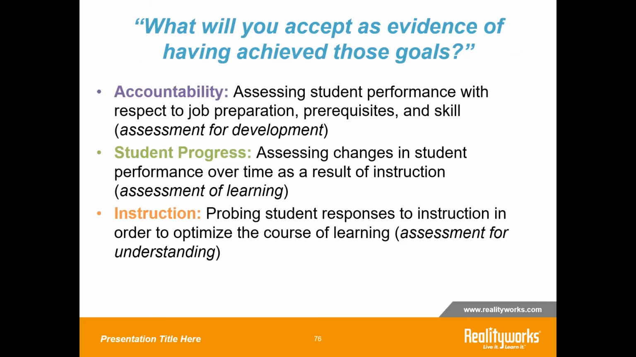So the next one comes to, how will you accept evidence in your classroom that they are achieving these goals? Now, the big three that I would say is to look at accountability. Assessing student performance will represent how are they going to do in, quote unquote, a development stage. So looking for job preparedness. Are they doing the things they need to do to then get that job?